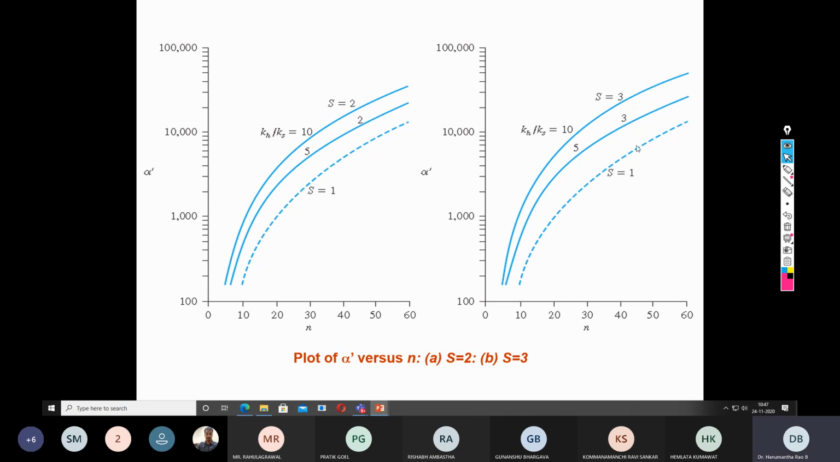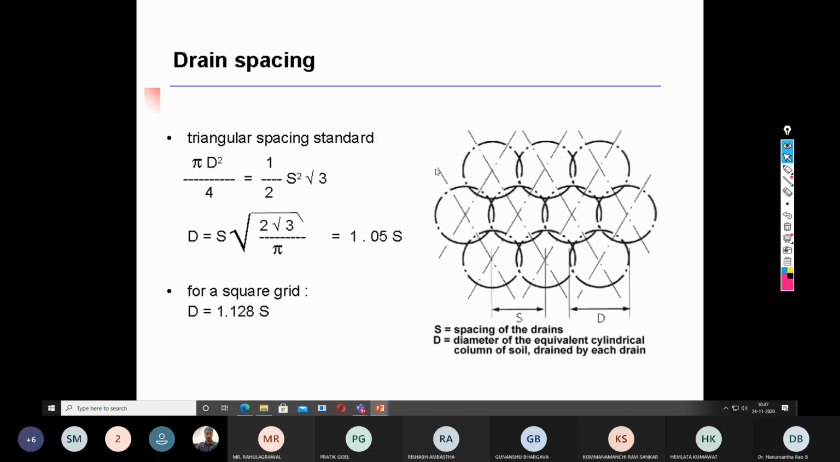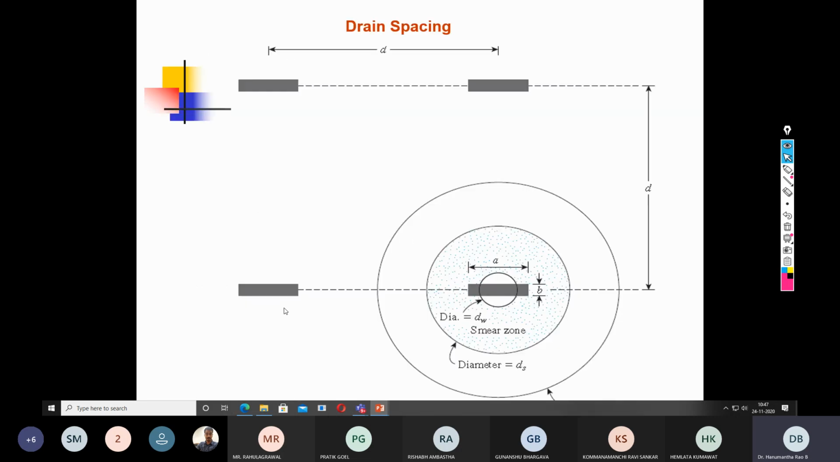So for different values of... and here also we can go for either a triangular pattern or a square pattern, same equation. So there is a relationship between the zone of influence diameter versus spacing. For triangular it is 1.05 times S, and for square it is 1.128 times S. Very similar to sand drain, there is no difference.